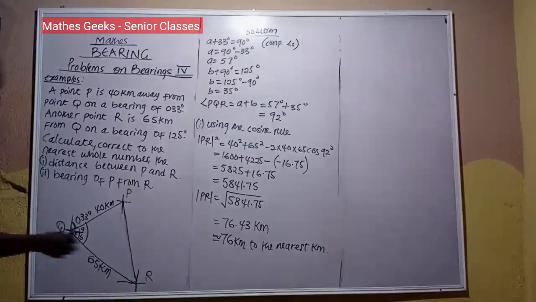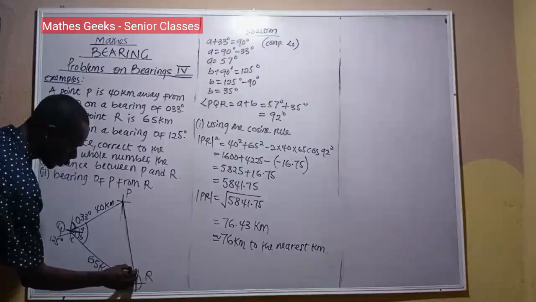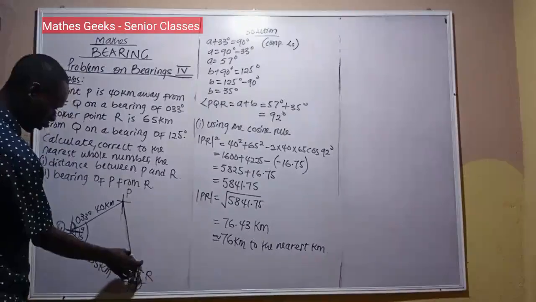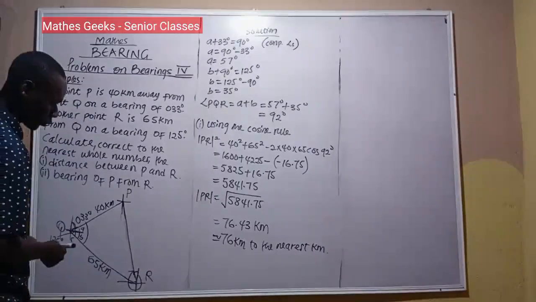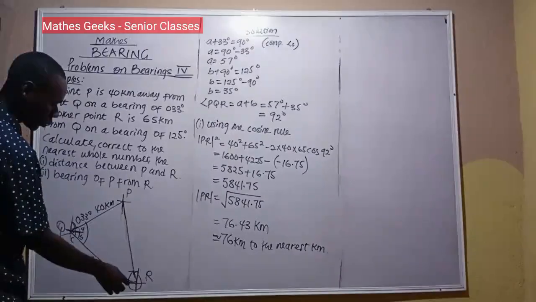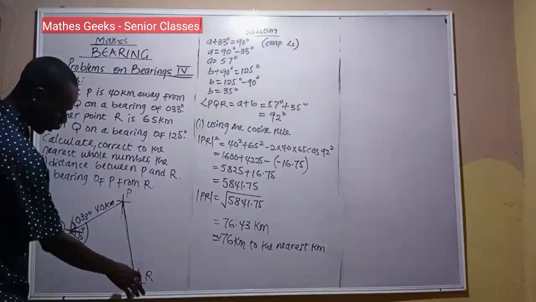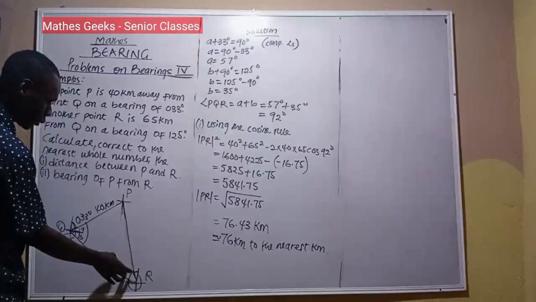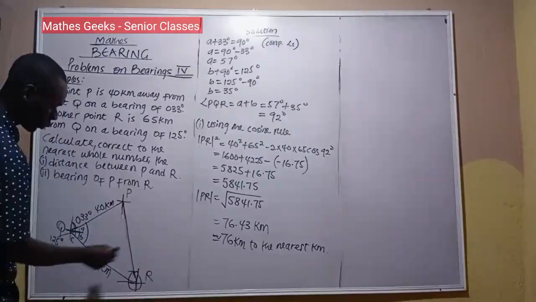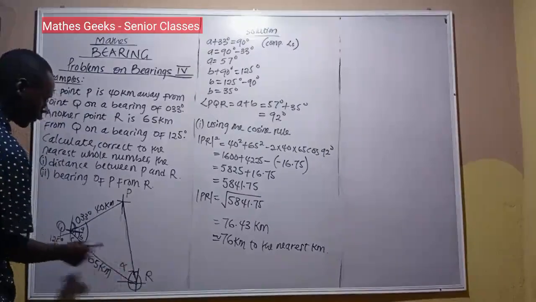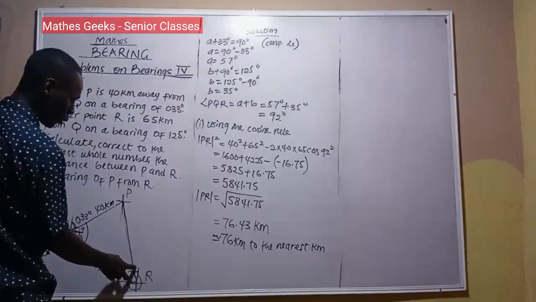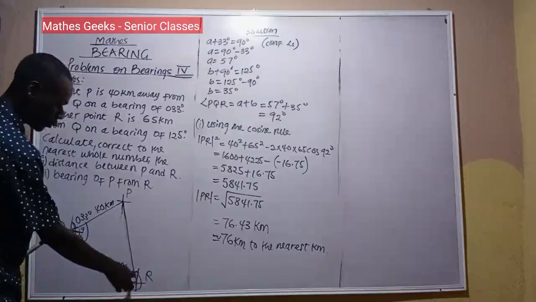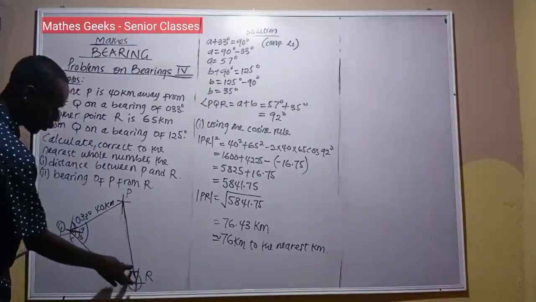Over figure 2, bearing of P from R. The bearing of P from R is measured from the north to this line. So this angle that I marked, if we know this angle, then we know that from here to here is 180, and then we determine the angle of this triangle. Let's call it alpha. So we solve for alpha using the sine rule, and then plus this one, everything is equal to 360 degrees. Then we get the bearing, which is the whole of here to here.